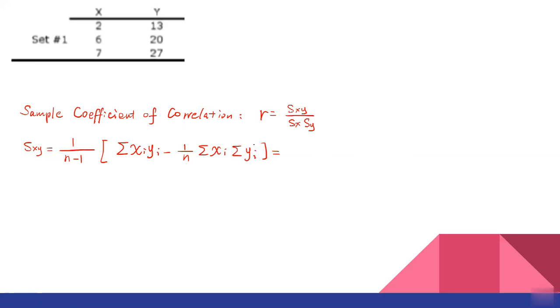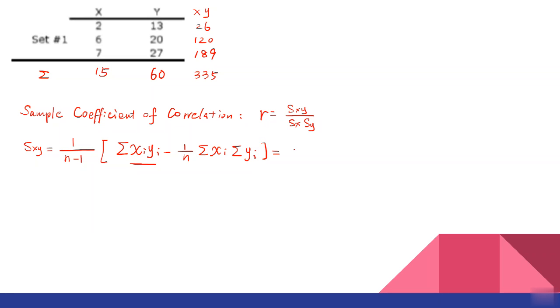Right? So first of all, we need to add a column X times Y, because we're gonna use this value here, right? So XY is 26 for the first row, 120 for the second row, and 189 for the third row. Next, we need to calculate the sum of each column. Sum of x's is 15, and sum of y's is 60, and sum of the product of x and y is 335.